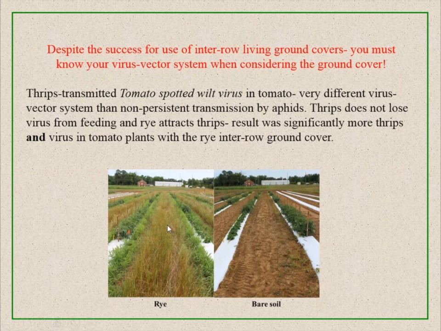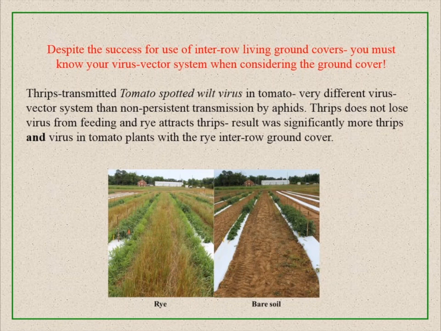So we tried this with tomato and pepper, and I'm going to focus on tomato here, trying to reduce tomato spotted wilt virus, which, as I indicated earlier, is transmitted by thrips. But in this case, the virus replicates in its thrips vector, so when thrips feeds, it does not lose the virus. It's not like the virus is transmitted by aphids in a non-persistent manner. We put this out, we used rye, and what ended up happening was the thrips were actually very attracted to the rye, so we ended up having significantly greater thrips densities on the plants in the rye, and as a result also greater tomato spotted wilt infection in these plants.